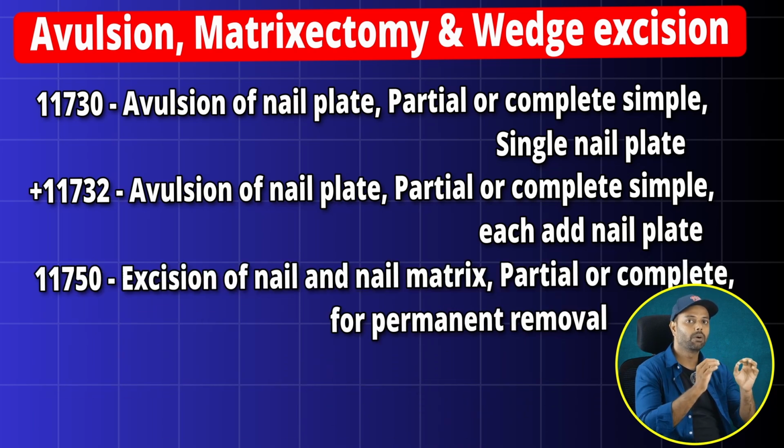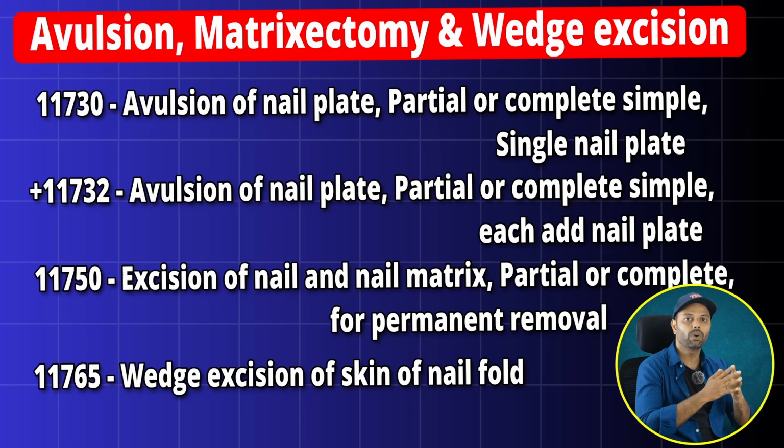When the provider removes part of the toenail or the complete toenail, including the nail plate and matrix, then you have to code 11750, excision of nail and nail matrix. This procedure is also called matricectomy. When the provider removes the lateral edge of the nail, then you have to code 11765, wedge excision of skin of nail fold. Note, this procedure does not include removal of the nail plate or matrix. I hope you learned how to pick the right code for avulsion, matricectomy and wedge excision.